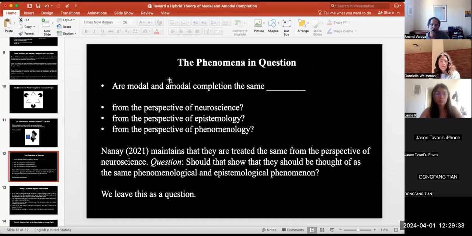Okay, so are modal and amodal completion the same? And now we can ask this question from the perspective of neuroscience, epistemology, and phenomenology. So now we're asking a question like, do you really think that what's going on in the Kanizsa triangle case is what's going on in what we call the cat pole case? And then we can divide. Well, there's what would a neuroscientist say looking at retinal stimulation and early processing of vision in stages 1 through 4 and late processes of vision in stages 4 through 8.